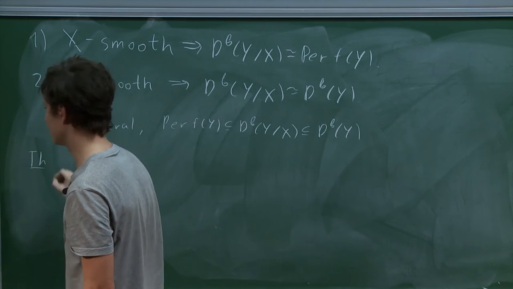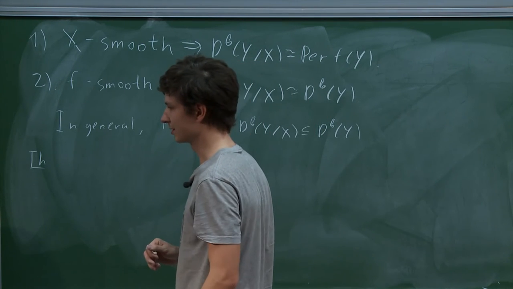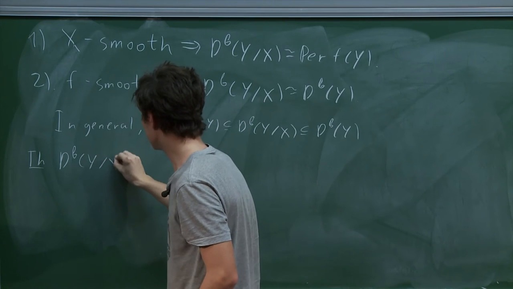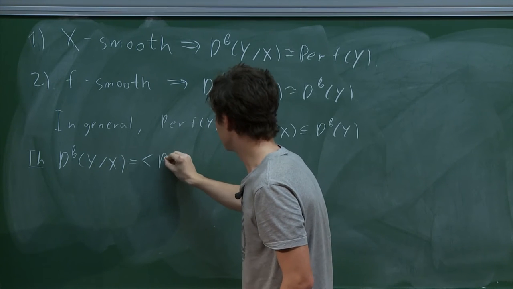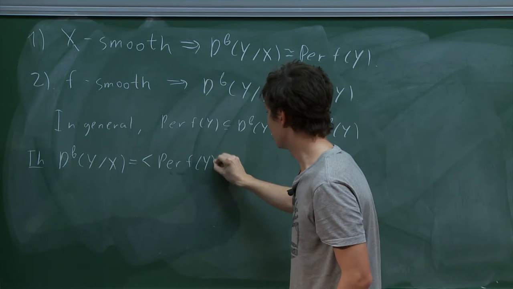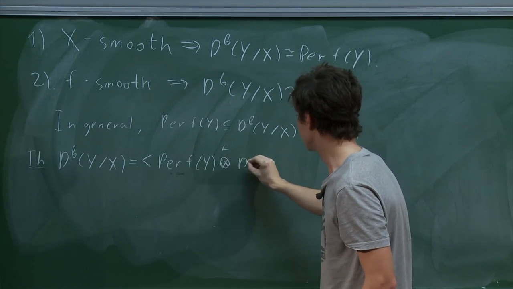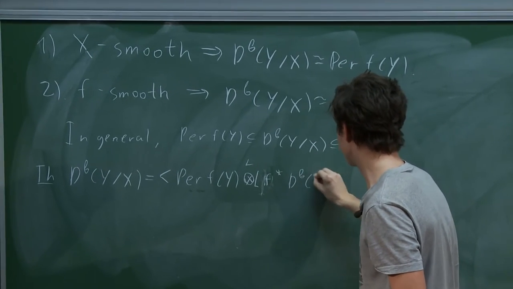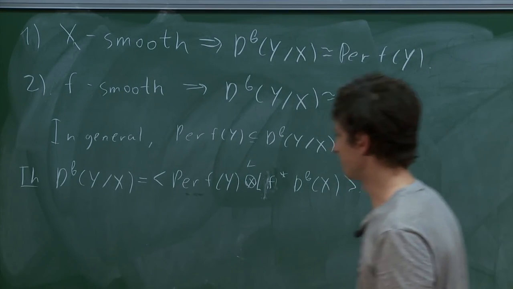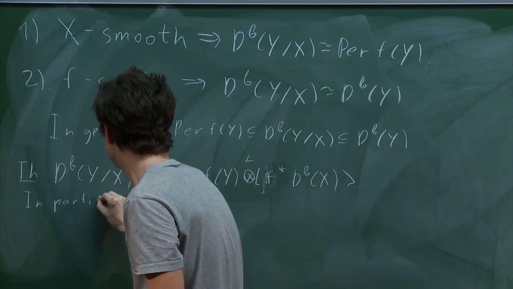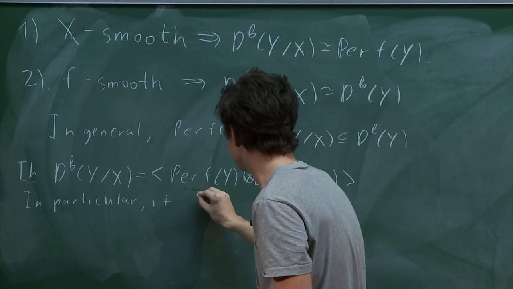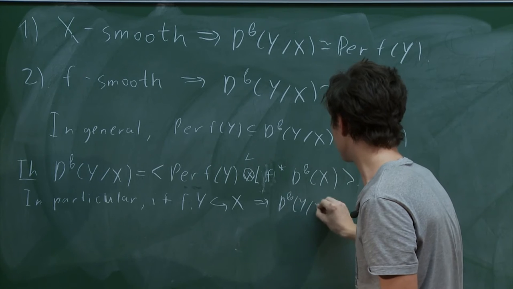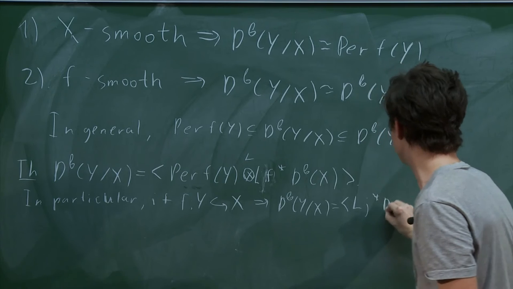One can show, and it's not too hard, that this relative derived category of y over x is actually generated by objects of the form: you take some perfect complex over y and take its derived tensor product with the inverse image of some object of dB of x. So, in particular, if it's just a closed embedding, then this is just the category generated by the inverse image of dB of x.